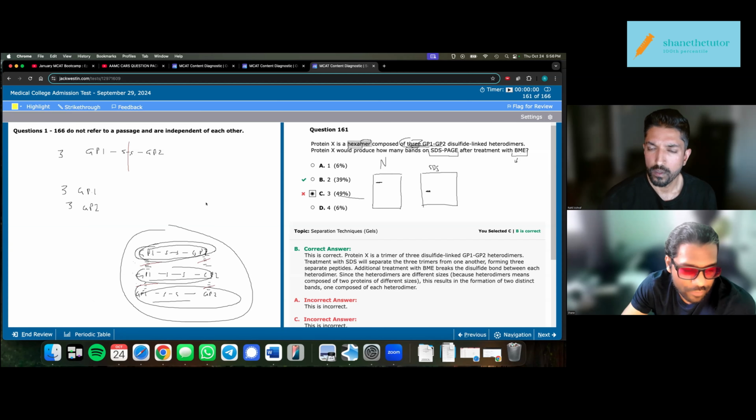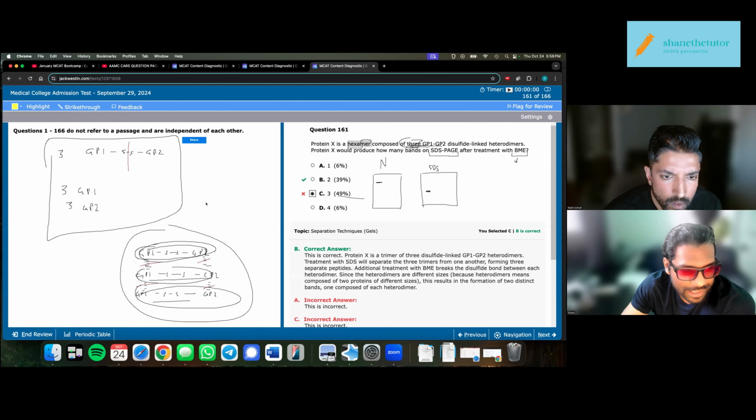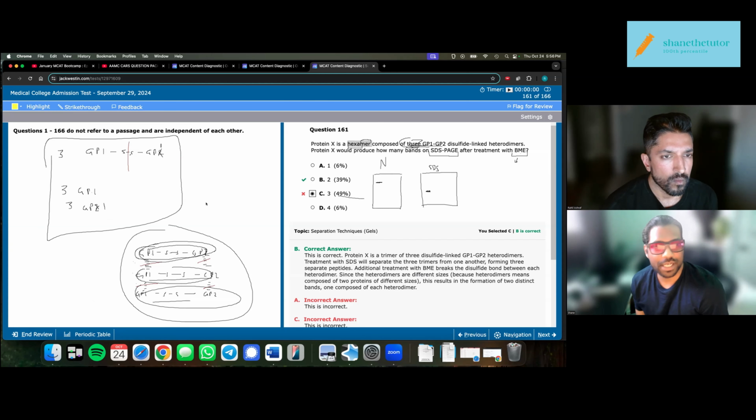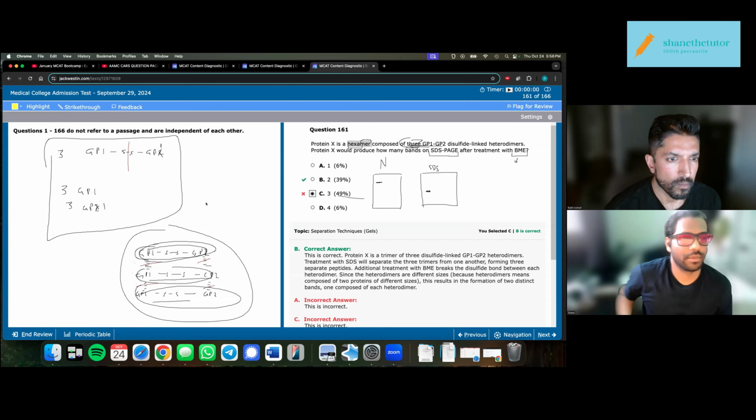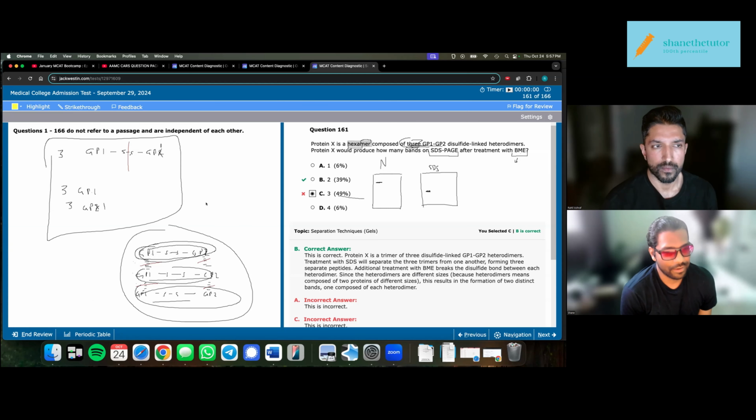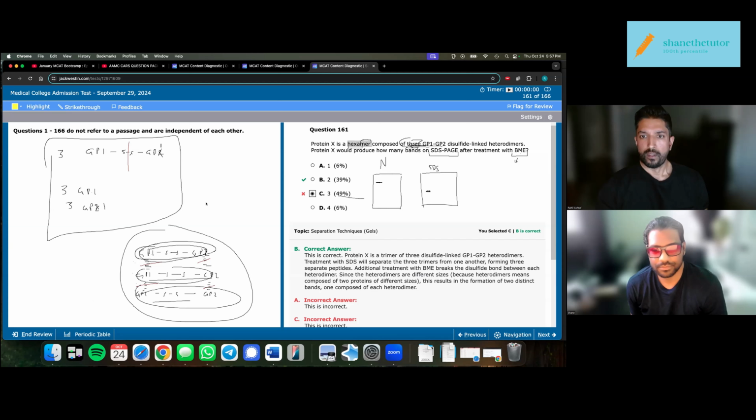Now, let me ask you this. If we had the same thing here, except instead of a GP2, it's a GP1, and it's now a disulfide linked homodimer. How many bands should we see? So, disulfide linked homodimer. And you're doing SDS-PAGE with BME, so we're breaking disulfide bonds. I feel like you would still see just one band. One band, right? Because we only have GP1s, right? Okay.